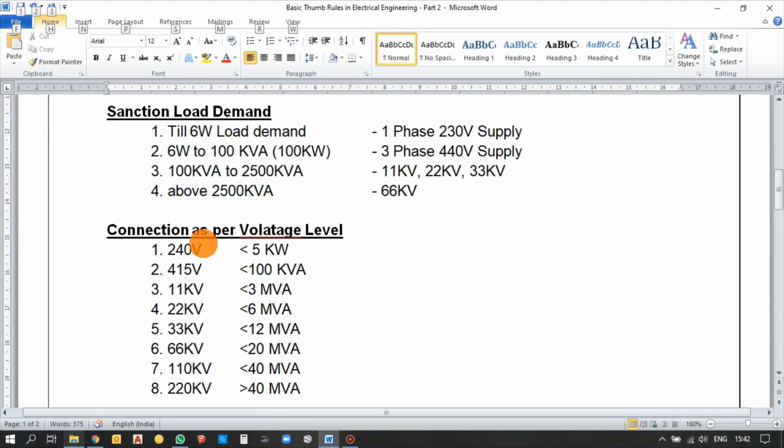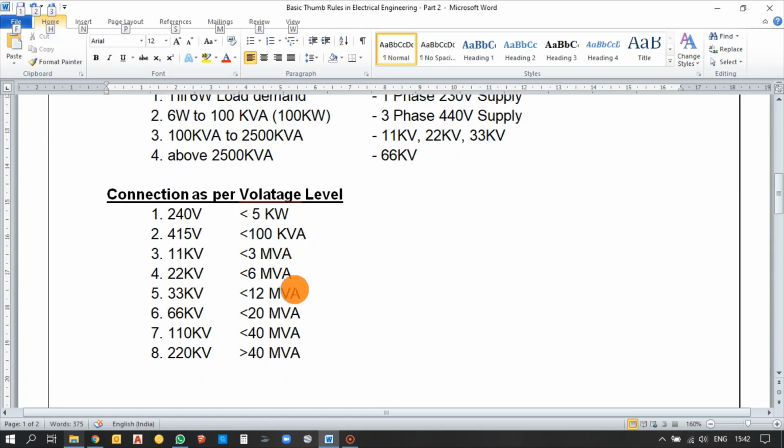Going for connections, you should maintain as per the voltage level. In case you have a 240 volt system, the load should be less than 5 kilowatt. In case you have a 415 volt 3-phase system, the load should be less than 100 kVA. Under the 11 kV system, you should maintain a load of less than 3 MVA. And for the 22 kV system, you should maintain less than 6 MVA of load. And for the 33 kV system, you should be maintaining a load of 12 MVA.